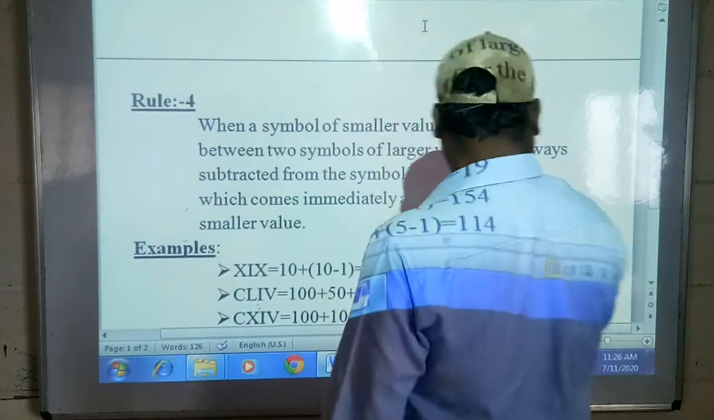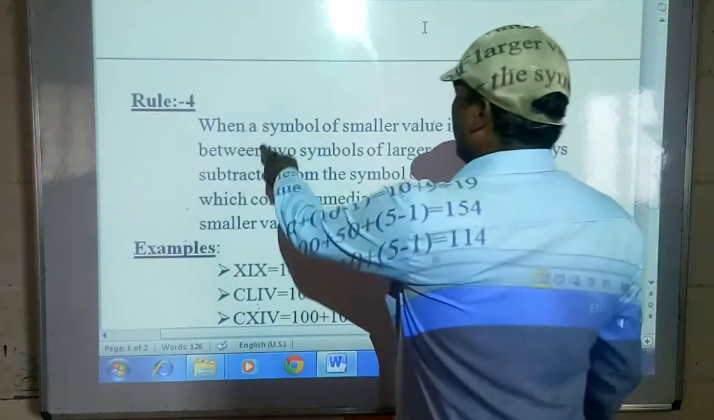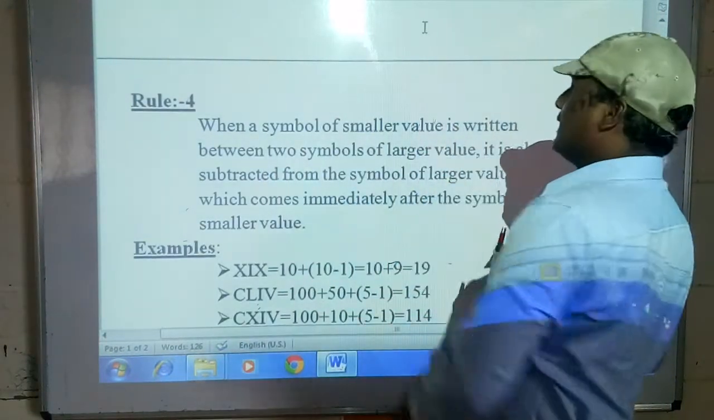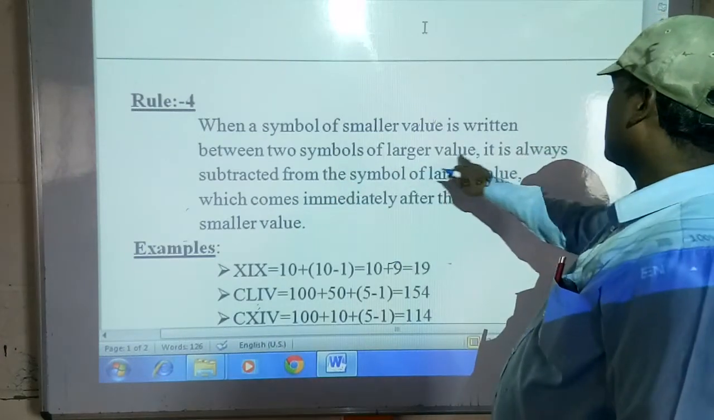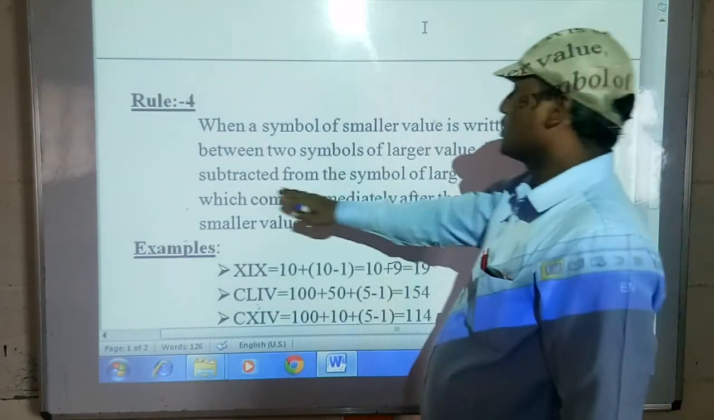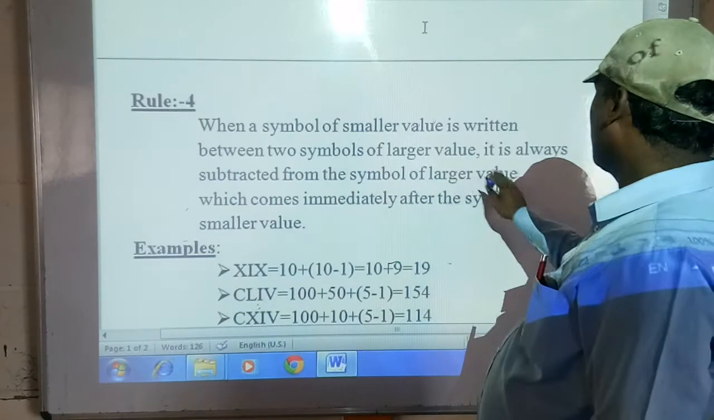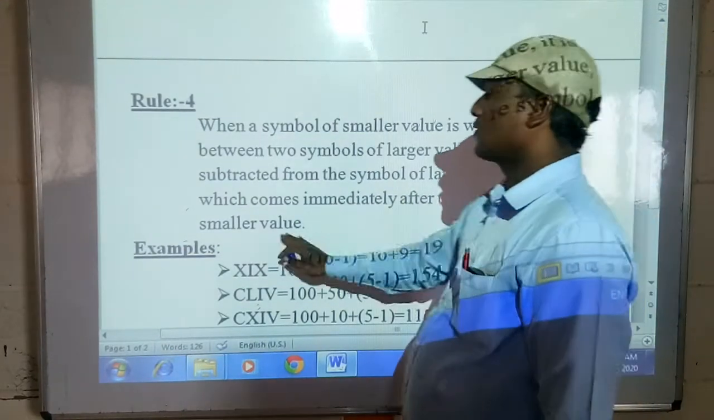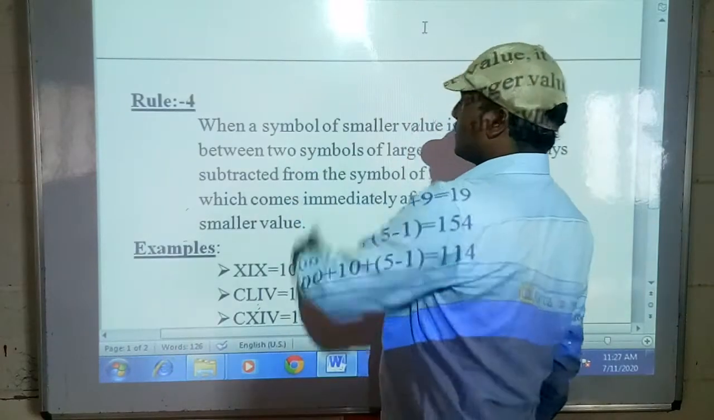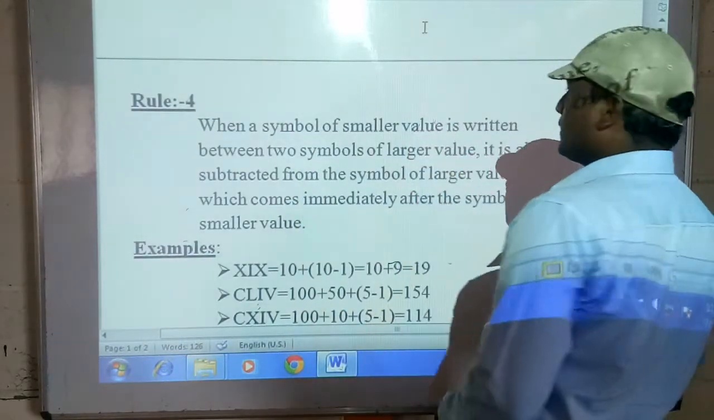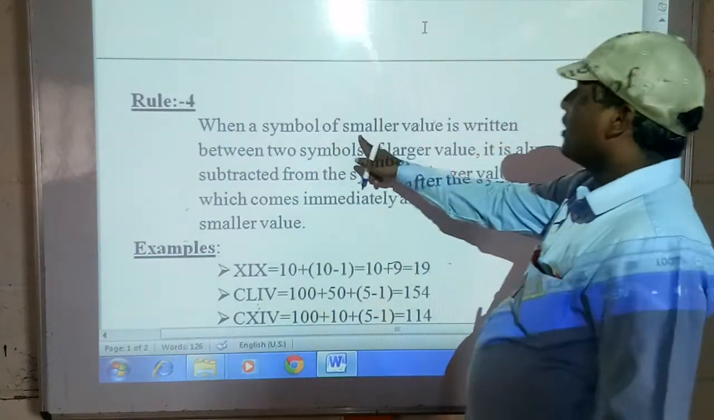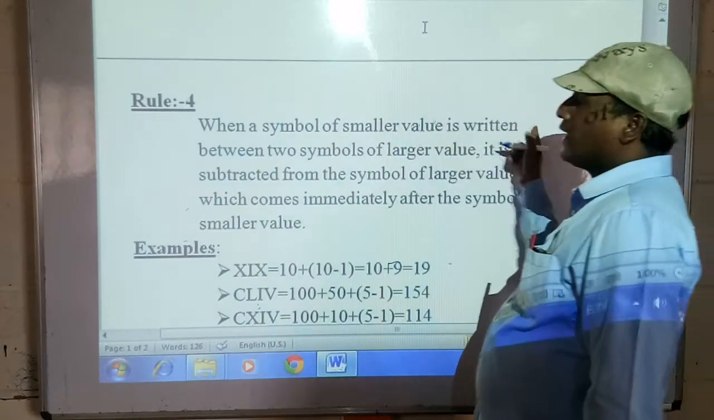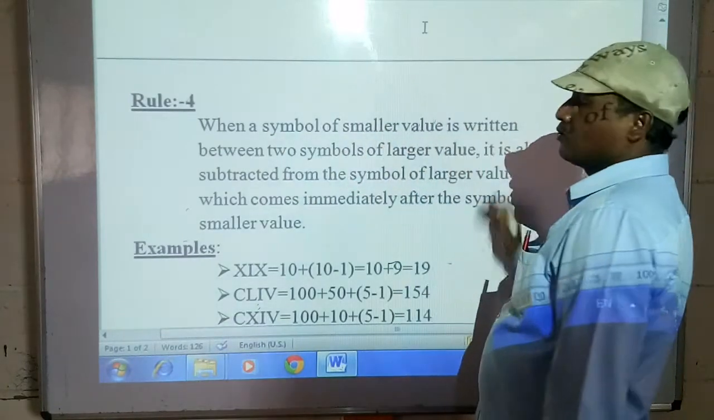Rule 4. Observe friends. When a symbol of a smaller value is retained between two symbols of larger value, it is always subtracted from the symbol of larger value which comes immediately after the symbol of smaller value. Observe friends, this is the definition. I will explain what is given.